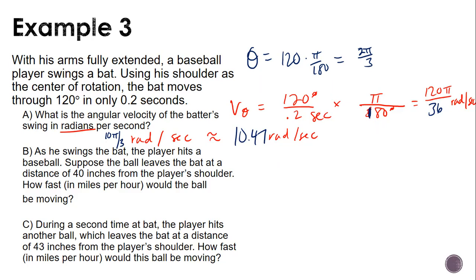All right. So this is our angular velocity. Angular velocity equals 10 pi over 3 radians per second. Okay. It says, as he swings the bat, the player hits a baseball. Suppose the ball leaves the bat at a distance of 40 inches from the player's shoulder. How fast in miles per hour would the ball be moving? Okay. So they want to know how fast in miles per hour would the ball be moving?